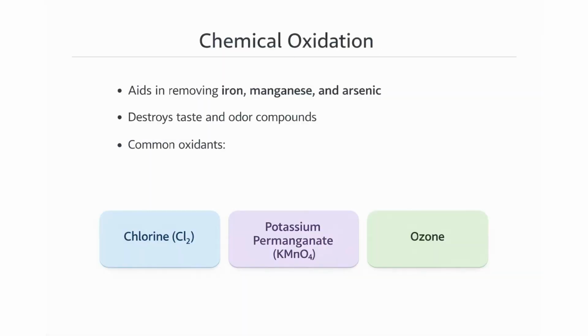The first major step in many treatment trains is oxidation. By adding chemicals like chlorine or potassium permanganate, we can force dissolved inorganic contaminants like iron, manganese, and arsenic to form solid particles, which can then be filtered out later.